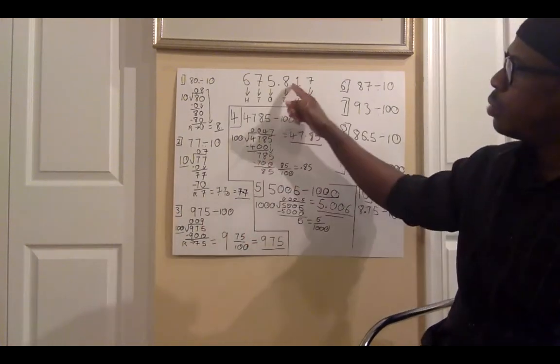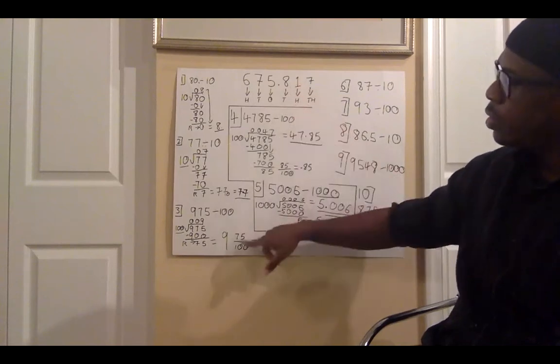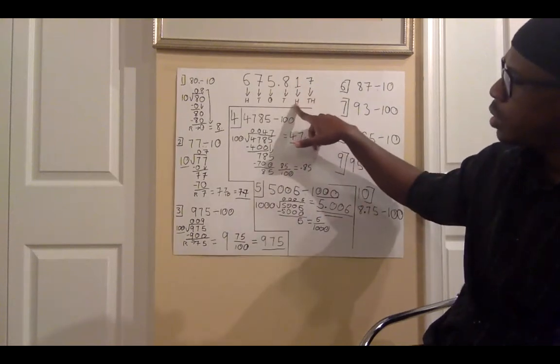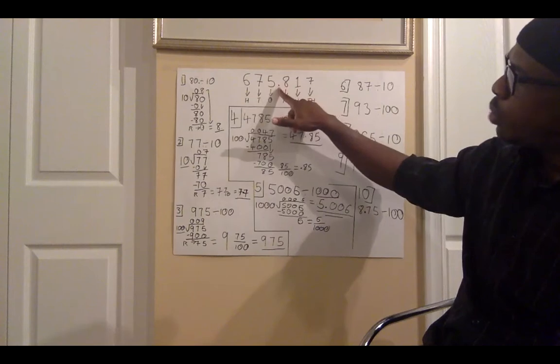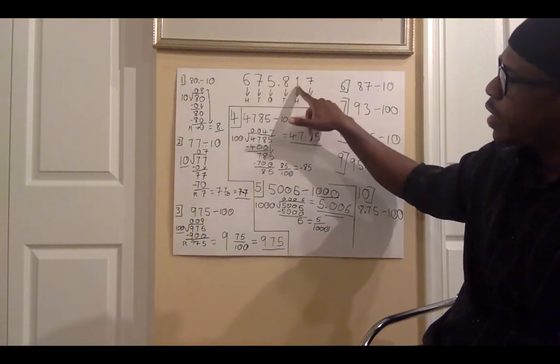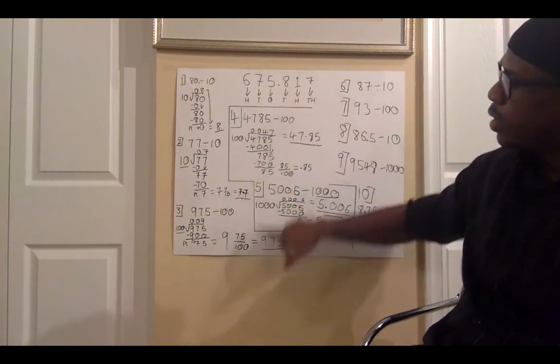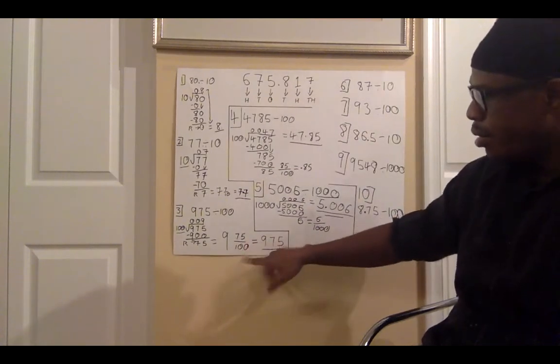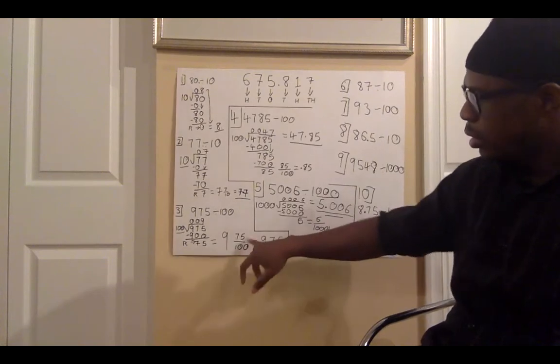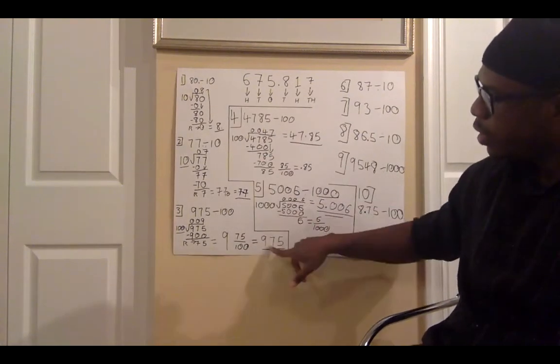75 over 100 means that the 75 is in the hundreds place. So it's going to be 0.75, because we know the last number is going to be in that place value in the hundreds. So our answer is 9, and then 0.75.